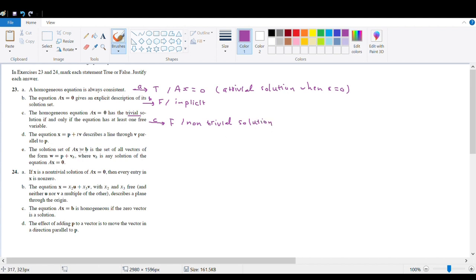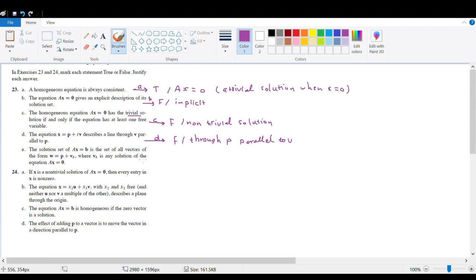For D, the equation x is equal to p plus tv describes a line through v parallel to p. This one is false because it describes a line through p parallel to v, not vice versa. A line through p which is parallel to v.